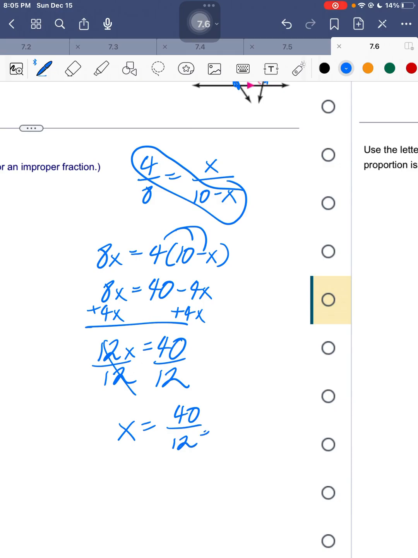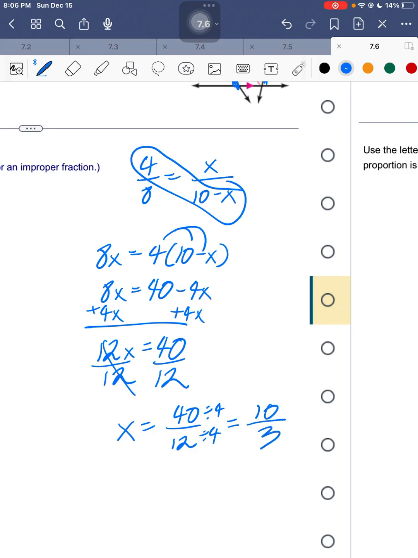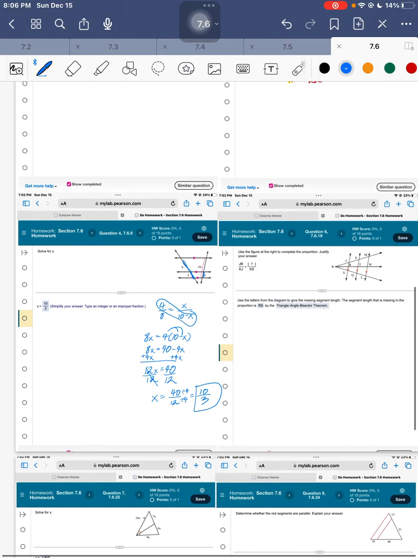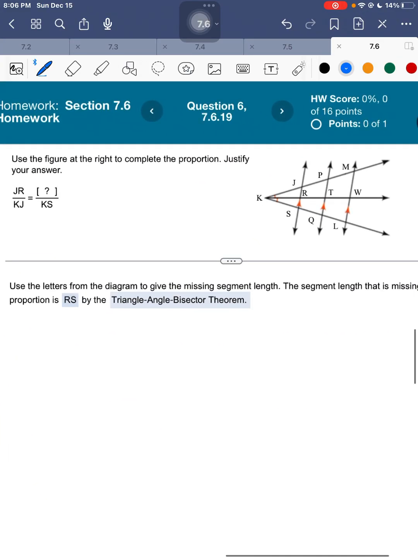Divide by 12. I know that's not going to go evenly, so I'm going to simplify. 40 divided by 12. I'm going to divide by, let's say, 4. Divide by 4. So 40 divided by 4 is 10. 12 divided by 4 is 3. So my answer should be 10 over 3. And look at that, it is. Okay? So let's go here.